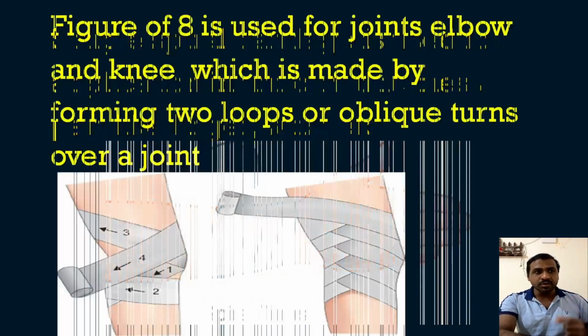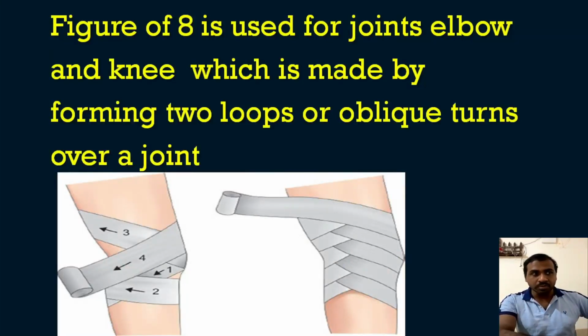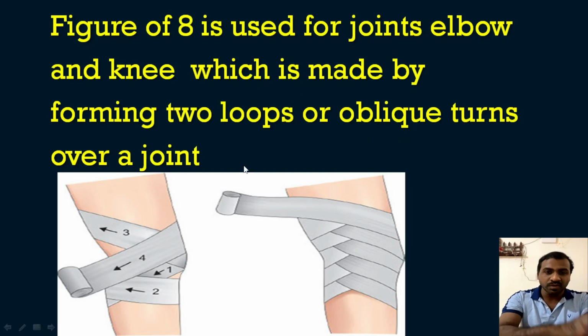We will move on to the next option, the figure of 8. So what is the figure of 8? Figure of 8 is used for joints like the elbow and knee, and is made by forming two loops or oblique turns over a joint. This is the figure of 8 manner. So for joints, figure of 8 is the best application.